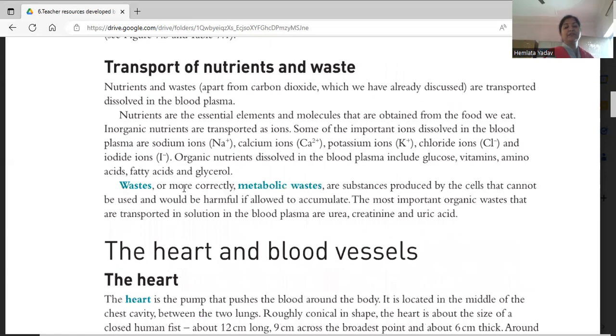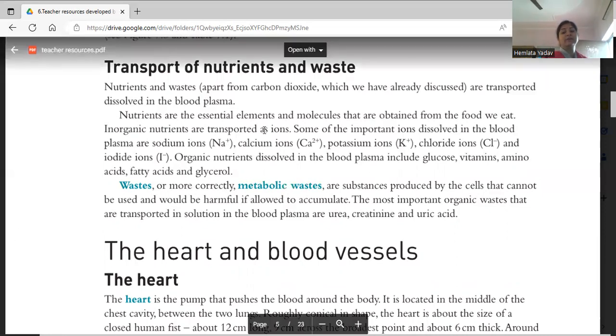Transport of nutrients and waste. Nutrients and waste, apart from carbon dioxide, which has already been discussed, are transported dissolved in the blood plasma. Nutrients are essential elements and molecules obtained from the food we eat. Inorganic nutrients are transported as ions. Some of the important ions dissolved in the blood plasma are sodium ions, calcium ions, potassium ions, chloride ions, and iodine ions. Organic nutrients dissolved in the blood plasma include glucose, vitamins, amino acids, fatty acids, and glycerol.